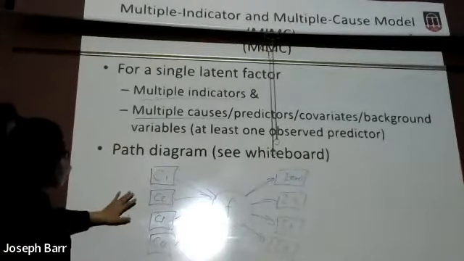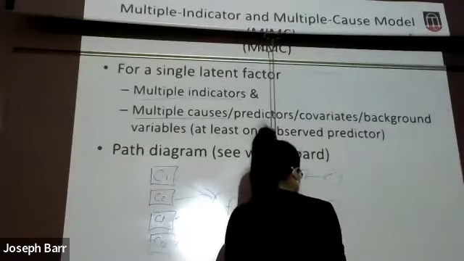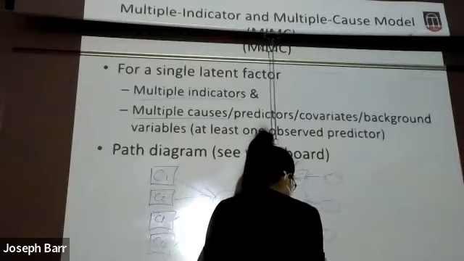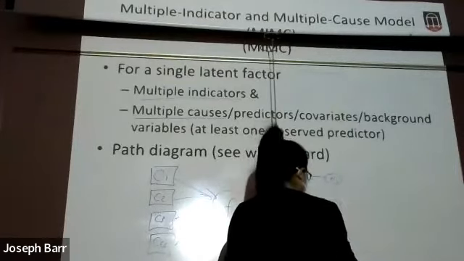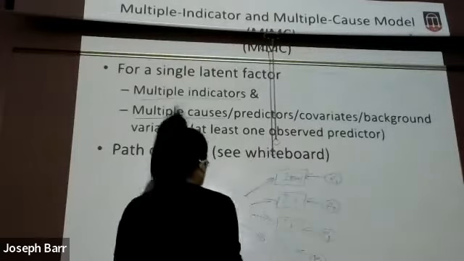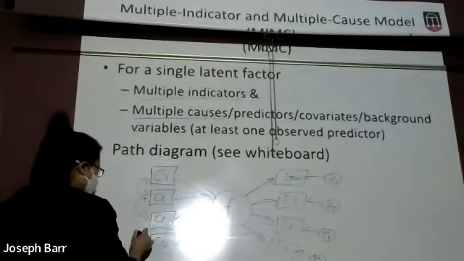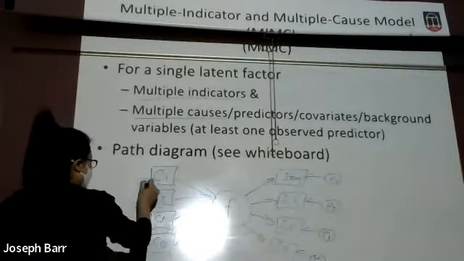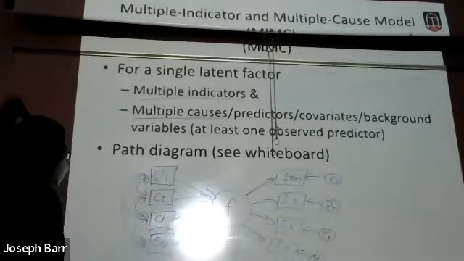Of course, we have a lot of residuals, a lot of unique parts. And we have some covariance or correlation among them.